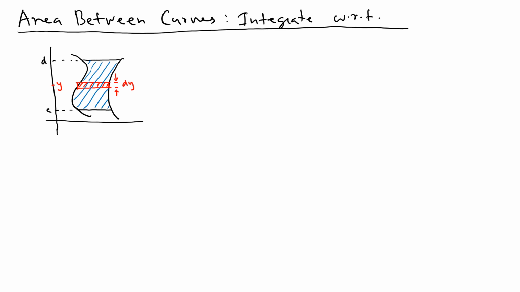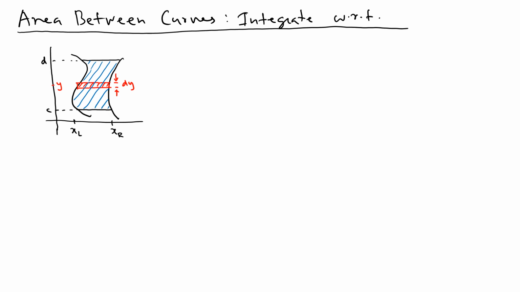Okay, so what we can do is write the curves, solve for the x coordinate, because the height of this strip is the difference in the x coordinate, not the y coordinate. So you need to find the two x coordinates, x to the right and x to the left. The difference between those two coordinates is the height.